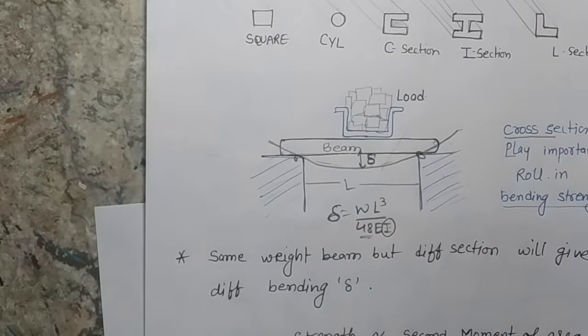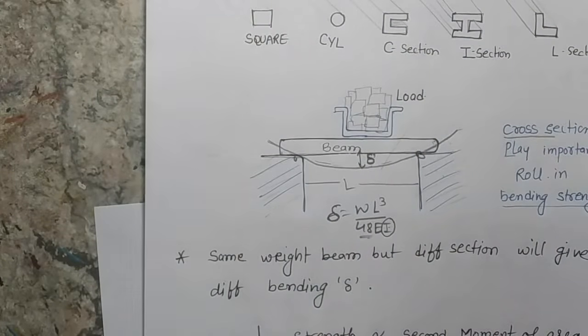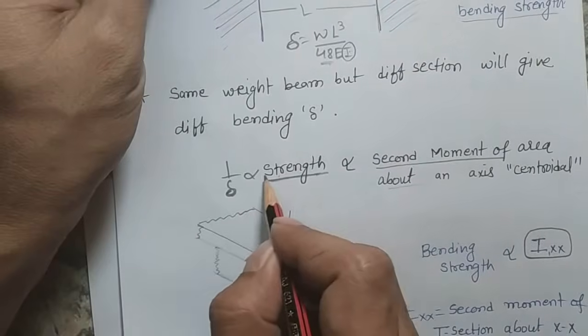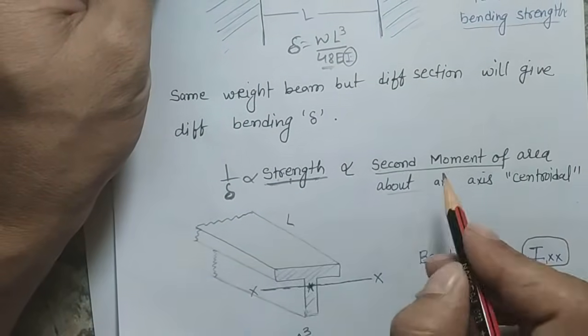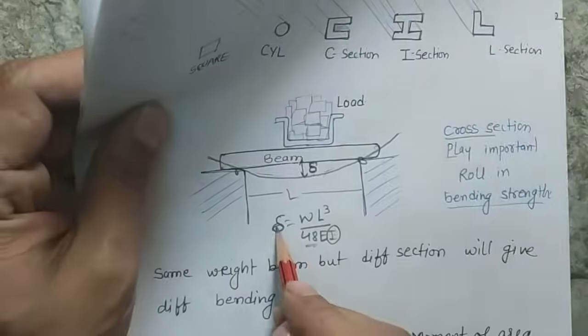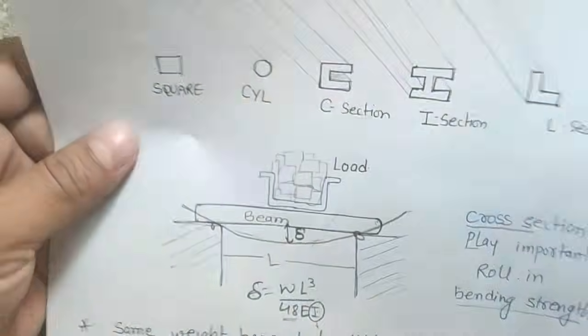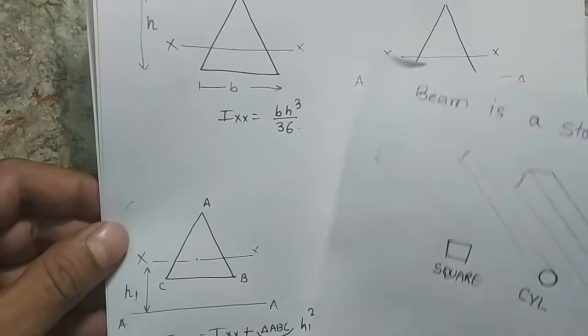So the strength is also inversely proportional to del. That means 1 by del gives the strength, and so the strength will be proportional to I. Why? Because del is inversely proportional to I. Now I am not going into any further detail of the strength of the beam.